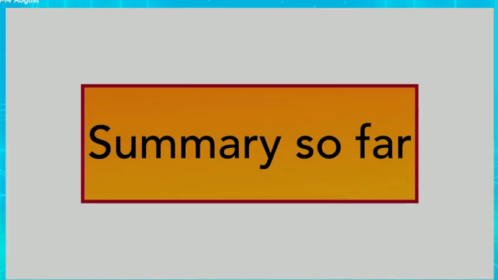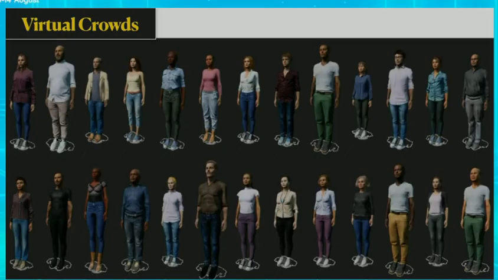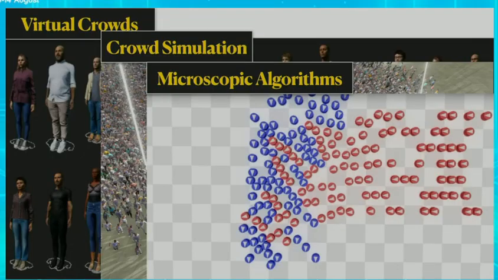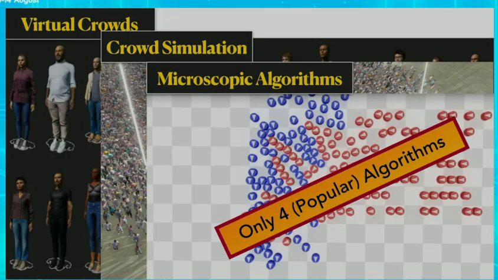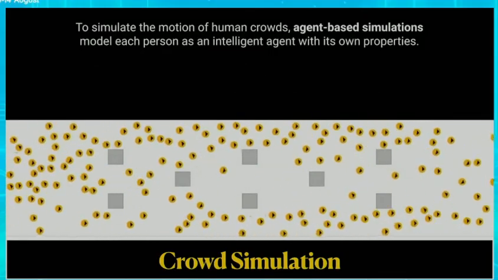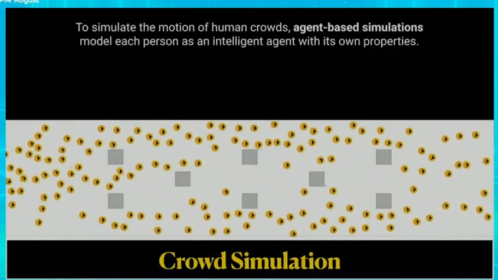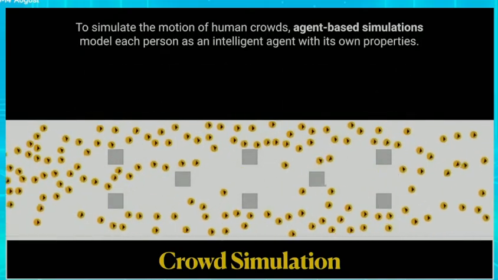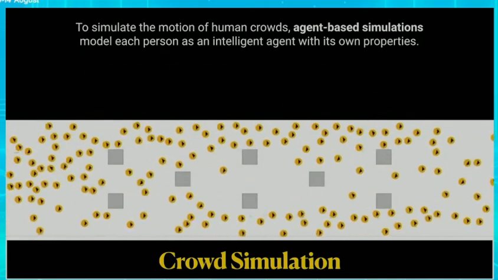So, a summary so far, if you just entered and you want to know what's going on. We're talking about virtual crowds, and under virtual crowds, we're going to talk about crowd simulation. And in crowd simulation, we're going to talk about microscopic algorithms. And in these algorithms, we're going to only talk about 4 algorithms, which recur in many frameworks. Again, what do these algorithms do? You have a collection of these agents, usually disks, and they move about a space, and each agent has their own velocity, acceleration, position, and so on.